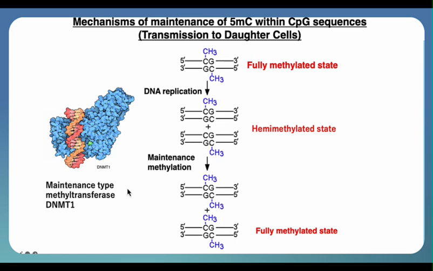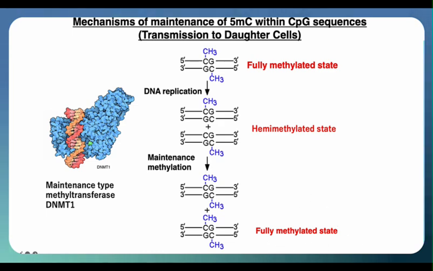There is a DNA methyltransferase that methylates unmethylated CpG sites on the newly synthesized strand, which is named DNMT1. DNMT1 is an enzyme that introduces methylation to cytosines and changes hemimethylation sites to full methylation sites. So it is called a maintenance methylase.